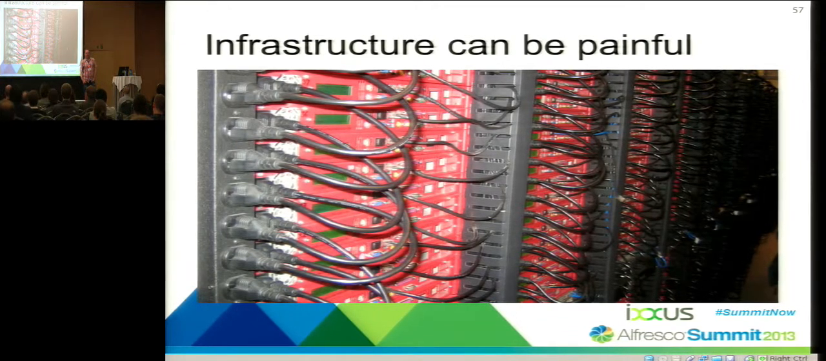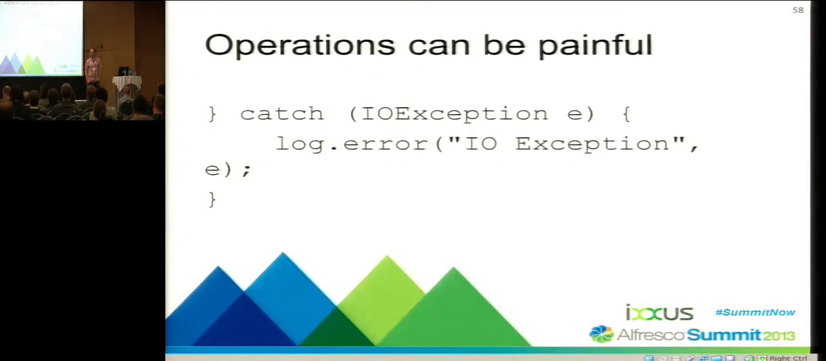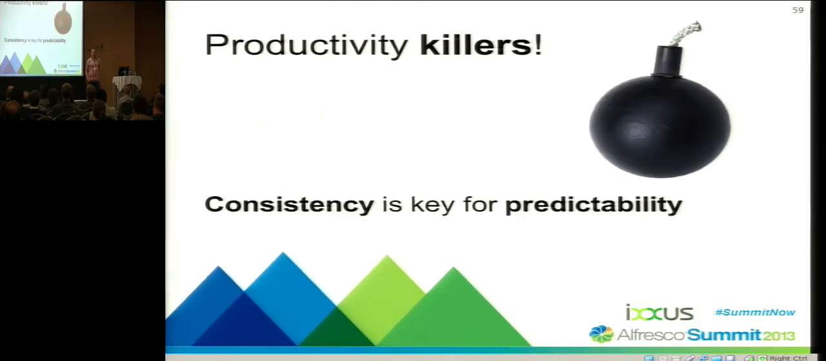An infrastructure is typically complex and painful. You have many different patches that you require or packages to configure and set up, cables, power. It's painful. And this is a piece of Alfresco code. That doesn't, when developers do that, that doesn't help your operations team. There's no context. What's gone wrong, why, and who was affected by it. And all of these things are productivity killers. You need that consistency to enable predictability in development. So let's look at how we can improve this.